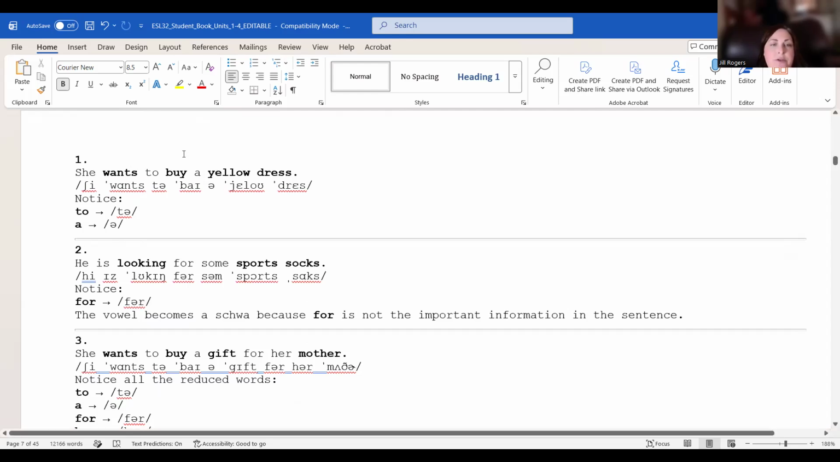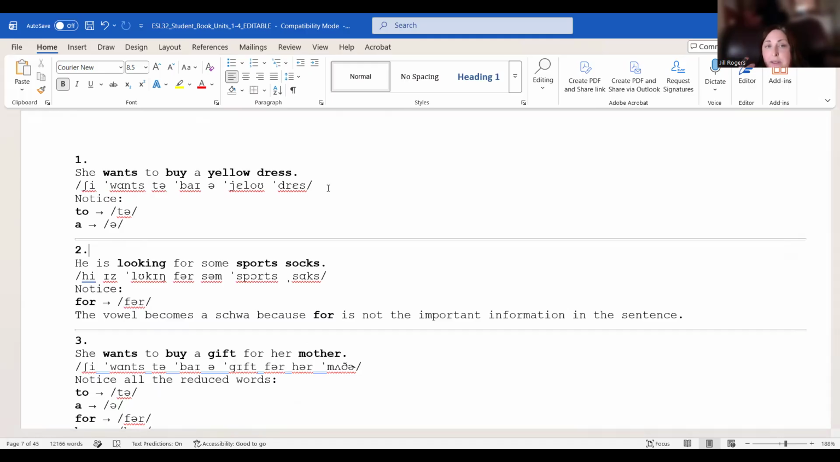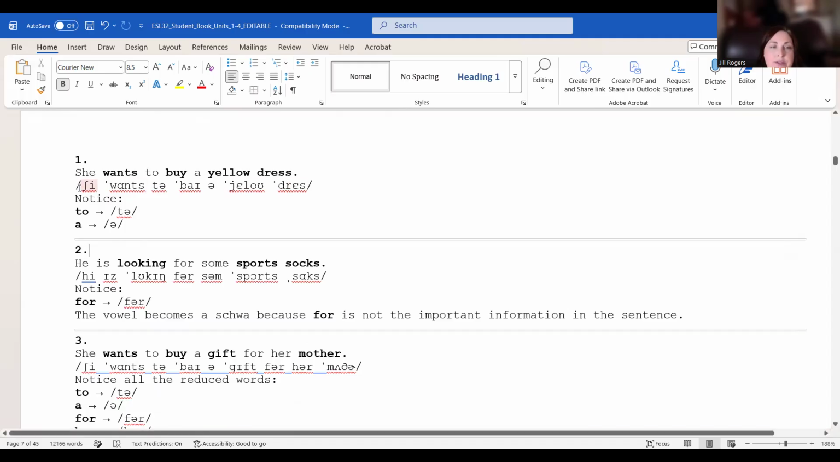So the bold words are stressed. She wants to buy a yellow dress. When I say it that way, you actually start to hear the rhythm of English. The more you make an effort to have a proper rhythm, the easier other English speakers will understand you. Okay, so here we go. That's the first one. First, the stress.